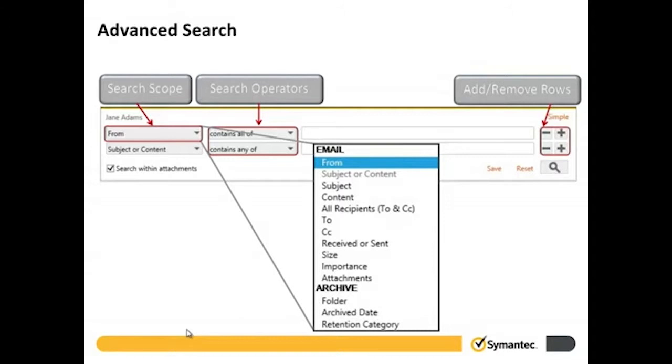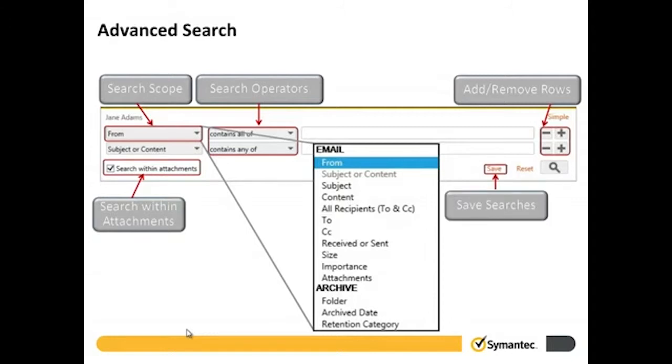Add or remove rows to narrow searches. In Advanced Search, choose to search all content or narrow the search to parent items. And finally, make future searches easier by saving searches.